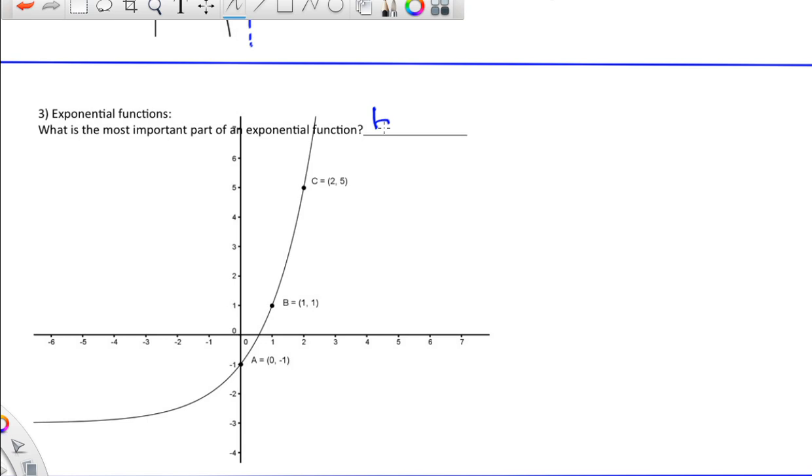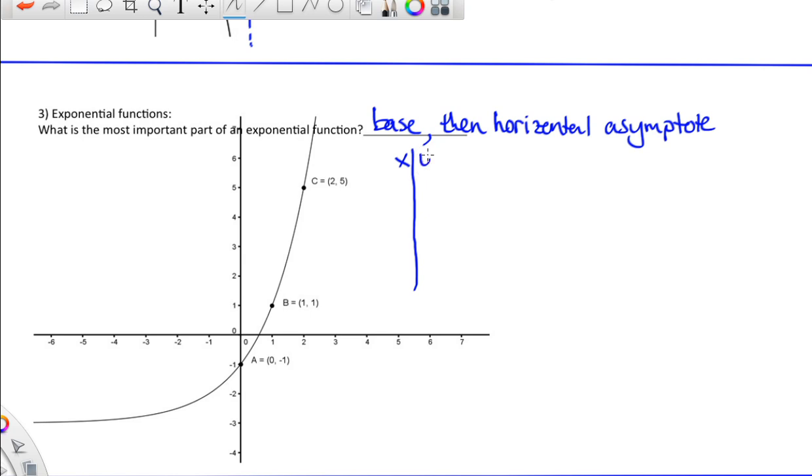So the first thing that we really need to look for is the base, and then you do want to look at your asymptote. Now this one only has a horizontal asymptote. And to find the base, you need to use the 3 points that are given to you. You need to make sure you put them in order. What I mean with that is you have to go from left to right.